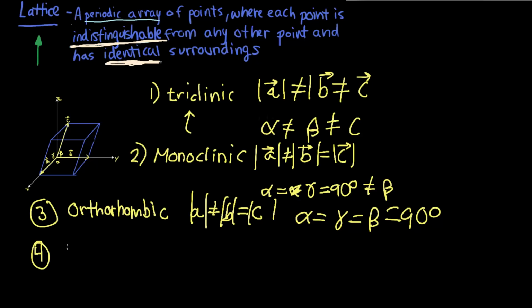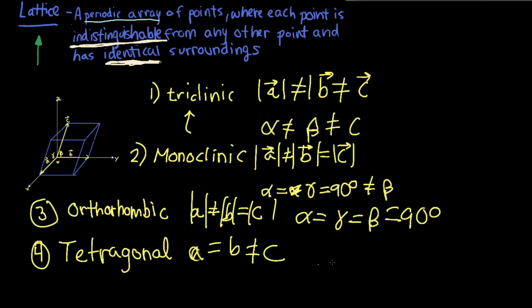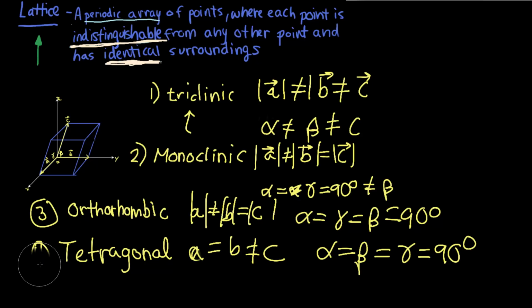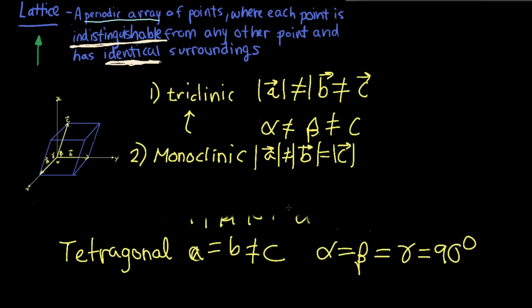Our 4th crystal system will be Tetragonal. Where a is equal, it's not defined as, a is equal to b, not equal to c. Alpha is equal to beta, and gamma, all equal to 90 degrees. Tetragonal is another very common crystal. So I will erase these to give myself some more room.